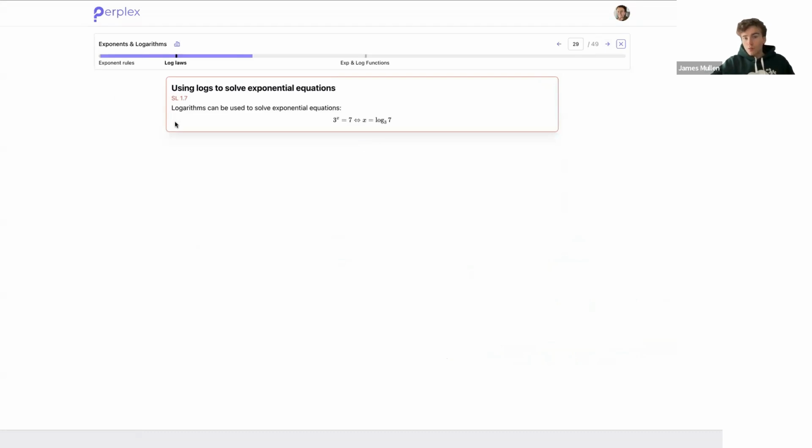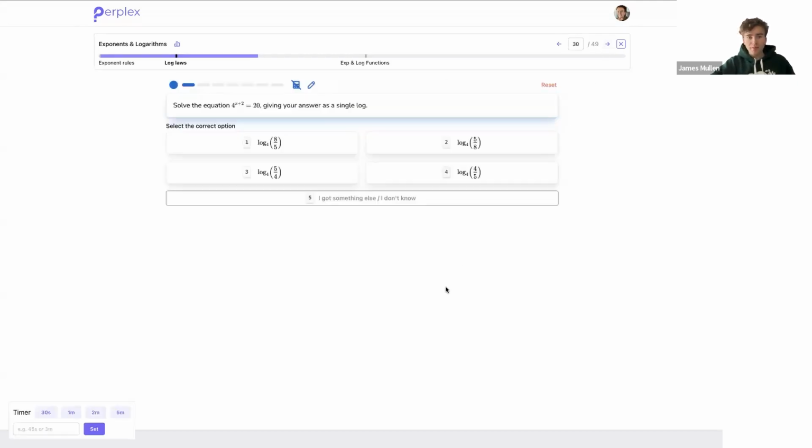So this is a quick one, but we can use logs to solve exponential equations. Earlier we solved exponential equations when we had the same base. In general, if I have something like 3 to the x is equal to 7, then if I take the log base 3 of both sides, I find x is equal to log base 3 of 7. That's pretty simple. But let's do an example.